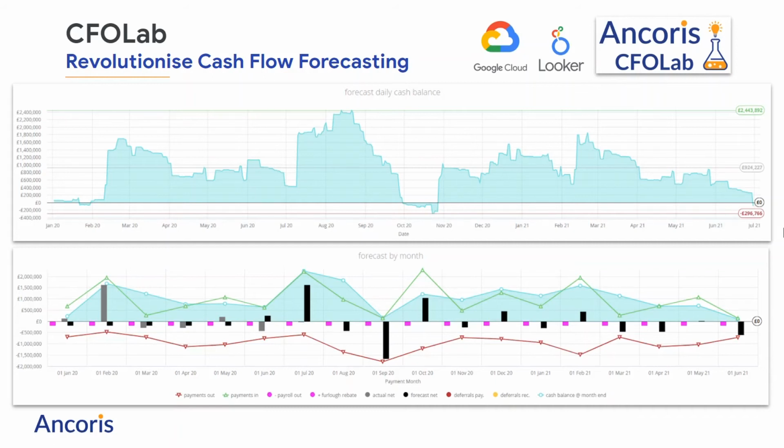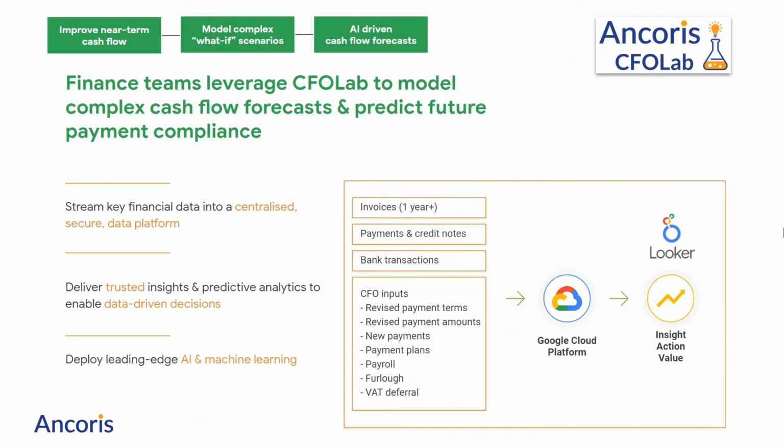Using the latest technology from Google Cloud, we will now explore how CFOLab generates these forecasts in real time. So CFOLab easily connects to your accounting systems. These include SAP, Sage, Xero, and QuickBooks. Once connected, invoices, payments, credit notes, and bank transactions are streamed every hour into a secure, centralized data store in the Google Cloud Platform. CFOLab also captures the various manual inputs used to build your what-if scenarios.